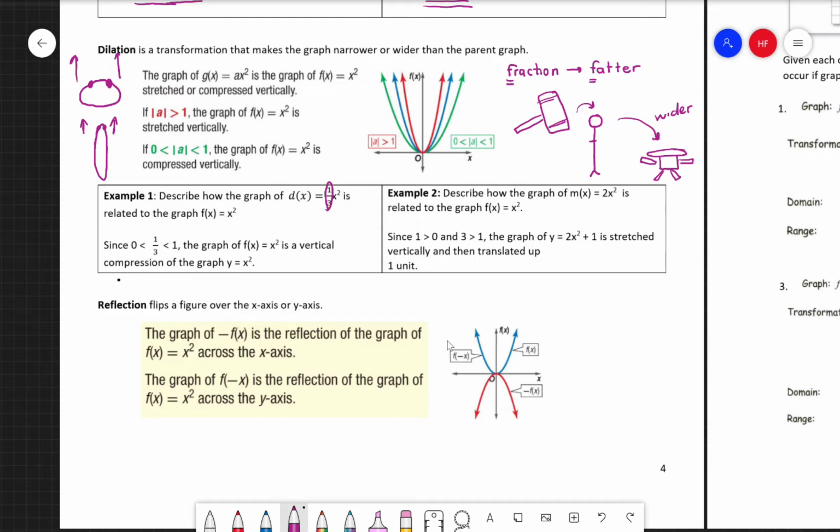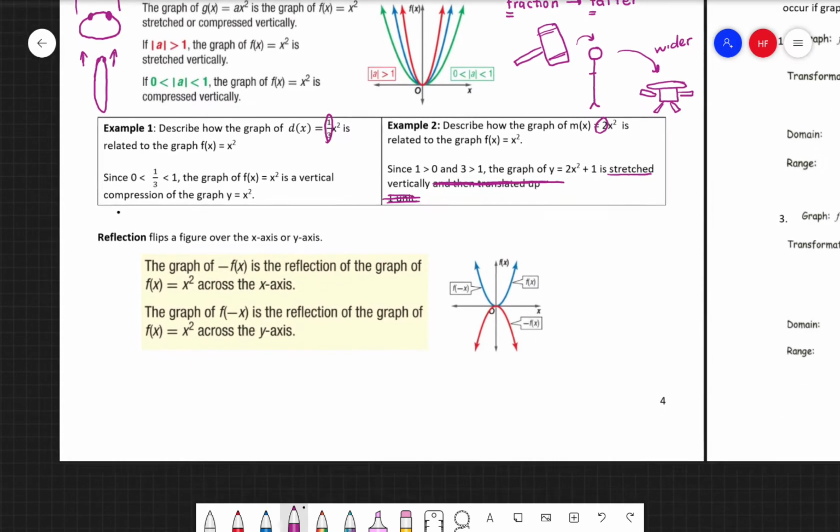Then example 2, if we have 2x squared, then that is going to be stretched. So we have a stretched up, this should not say, and then translate it. So ignore that part. I guess it was edited and then not edited all the way through. So just looking at the dilations, if it is with a whole number, that 2, it's going to stretch vertically.